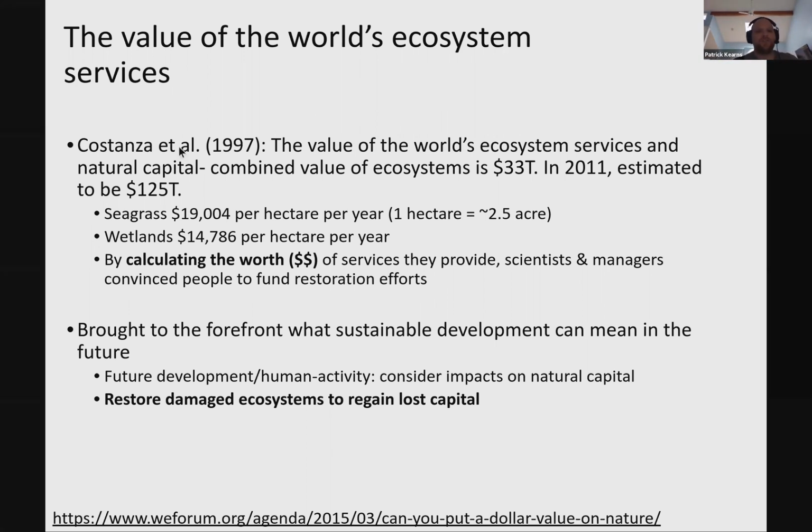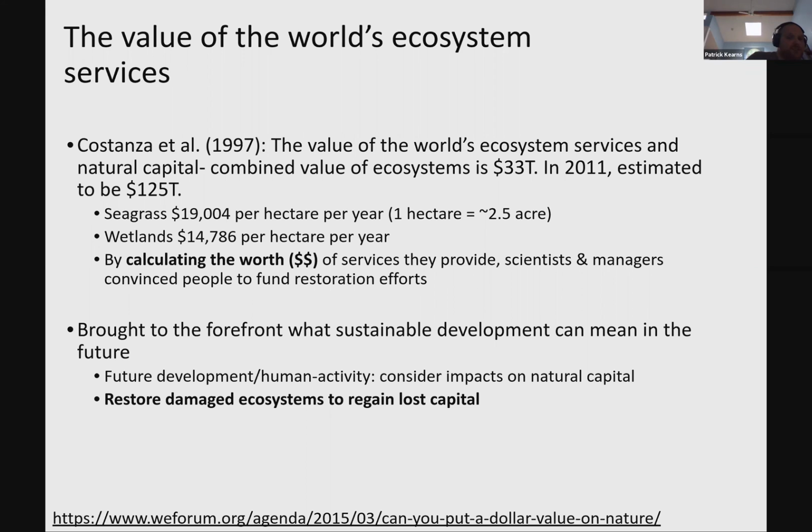Now, the most valuable ecosystem services out there included things like seagrass beds, which they valued at about $19,000 per hectare. A hectare is about 2.5 acres, for people who don't know what a hectare is. Wetlands such as salt marshes and bogs were valued at about $15,000 per hectare. Floodplains were valued at about $21,000 per hectare. So just parts of the land that were designed to divert floods away. Very, very valuable.